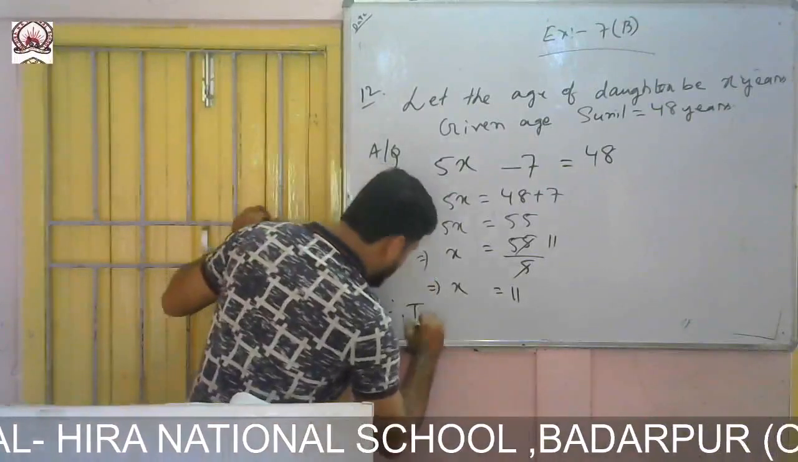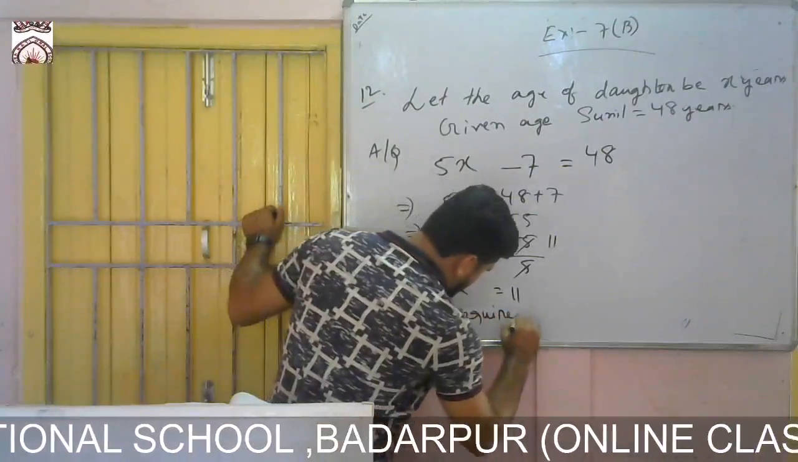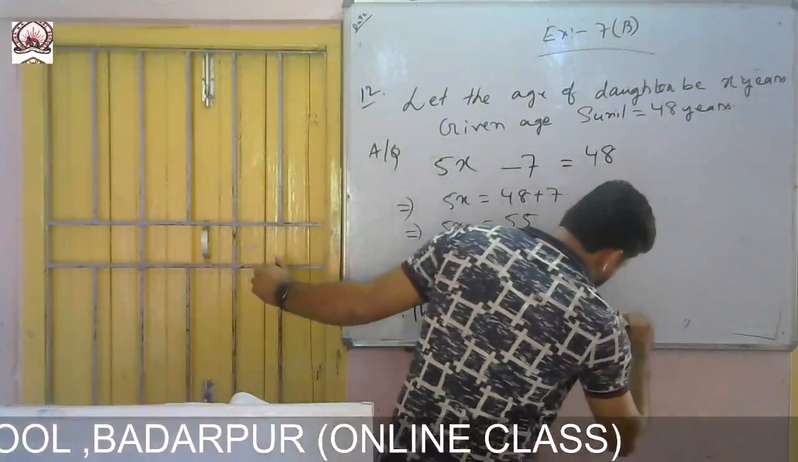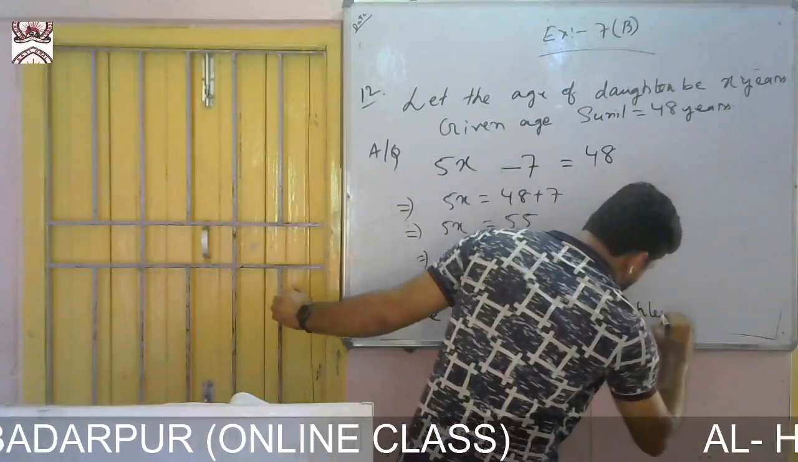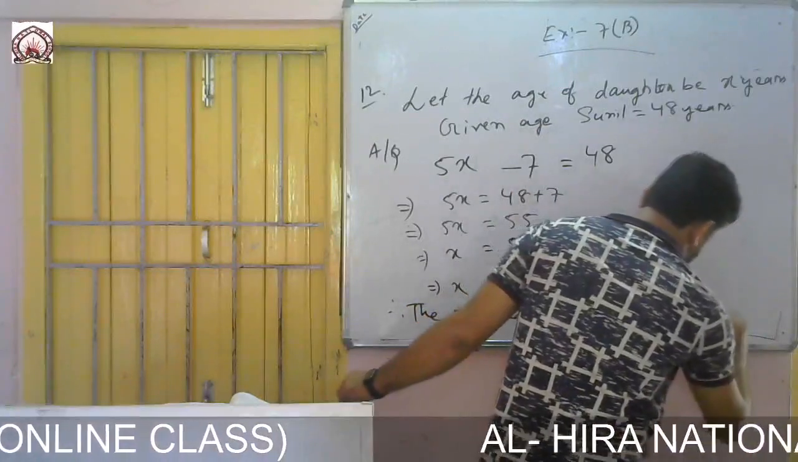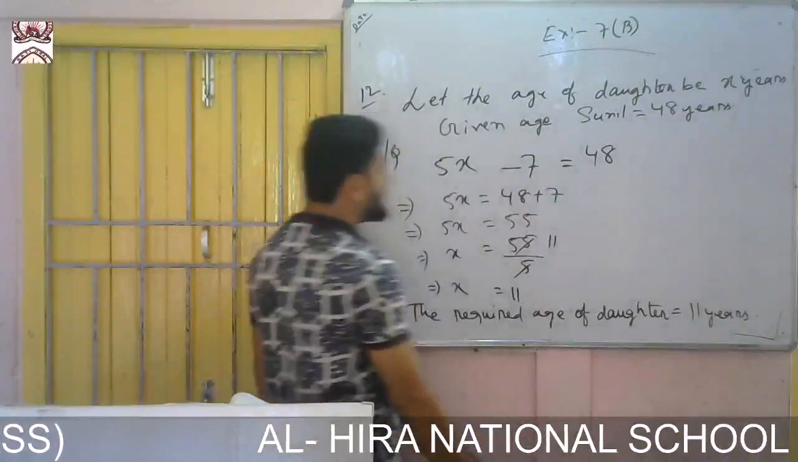Therefore the required age of the daughter equals 11 years. 11 years.